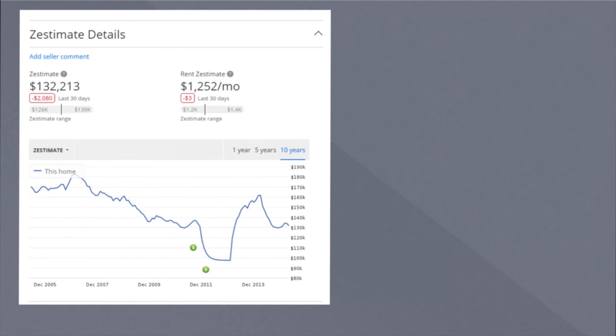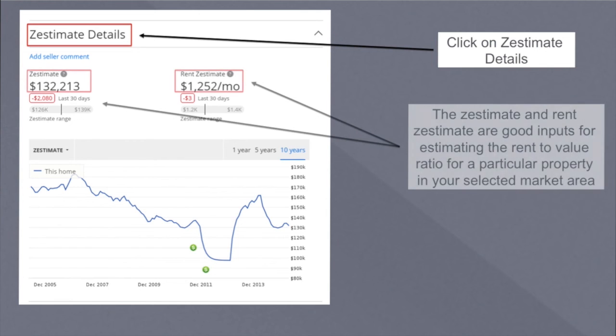Now look at this one on your screen. It says the value is about $132,000 and the rent is $1,252. Of course, it's not exact, it's an estimate. But what do you think of that deal? Is that a good deal or is it a bad deal? I think it's a pretty good deal. It's not quite 1%, but it's in the neighborhood. If it was 1%, it would be basically about $1,320 per month. And it's not a bad deal at all. That's a pretty decent deal.